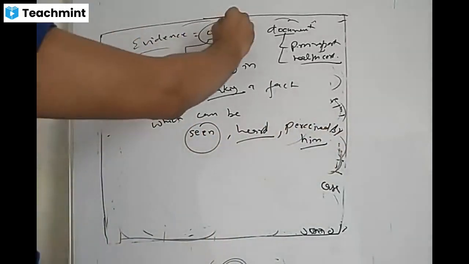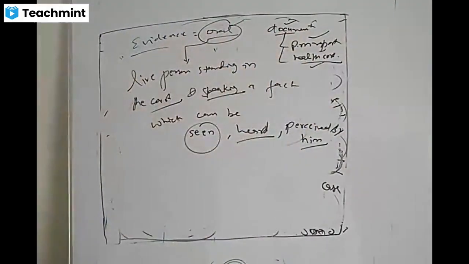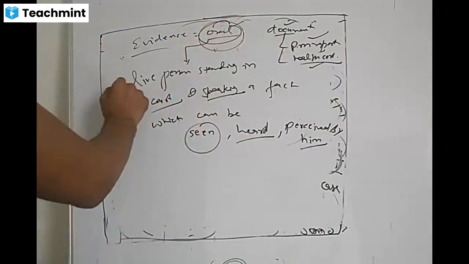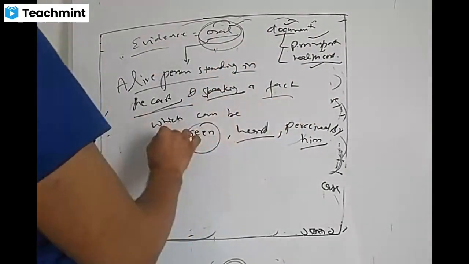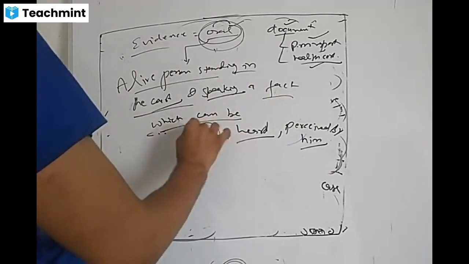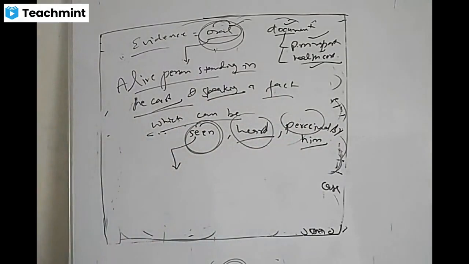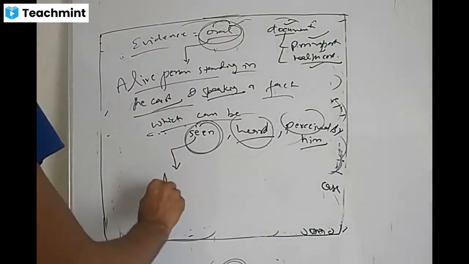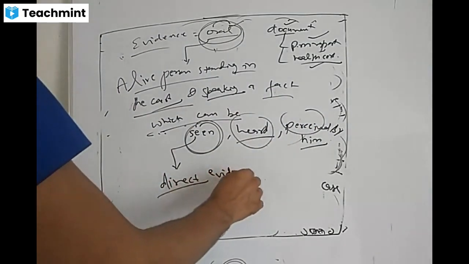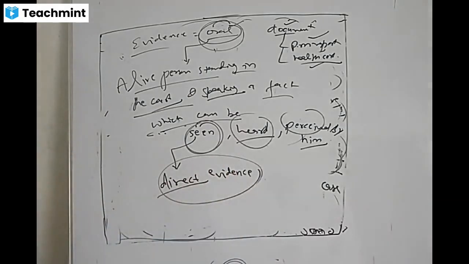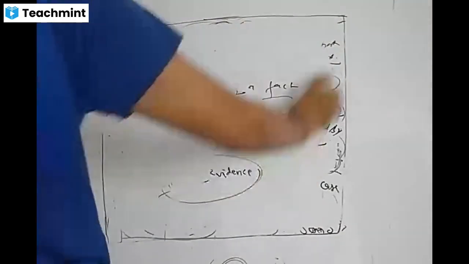So evidence may be oral or document. Document means your postmortem report, your health certificate. Oral means a live person is standing in the court and he is speaking the fact which can be seen, heard, and perceived by him. So what is meant by seen? The things which are seen come under direct evidence. So these oral evidences are mainly of three types.